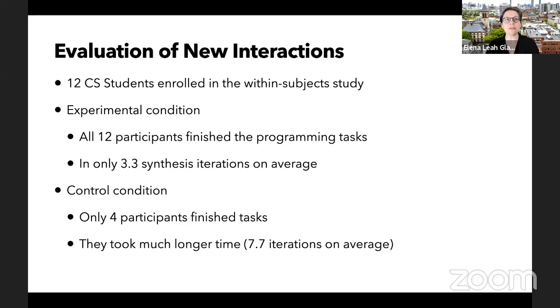In the control condition, same people, right, because this is within subjects. When they only had the prior state of the art, only four participants were able to finish the tasks, and it took them many more iterations, over double.